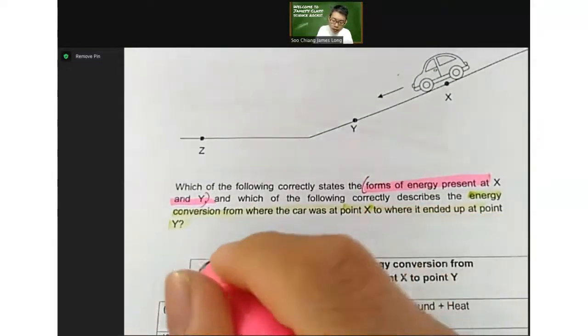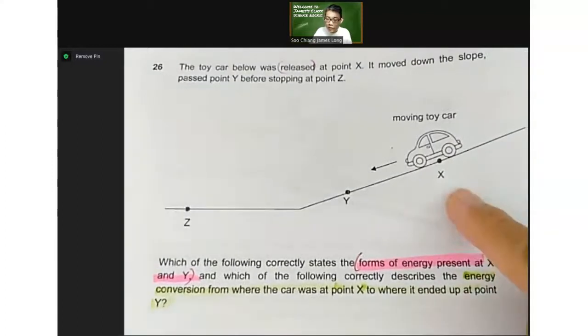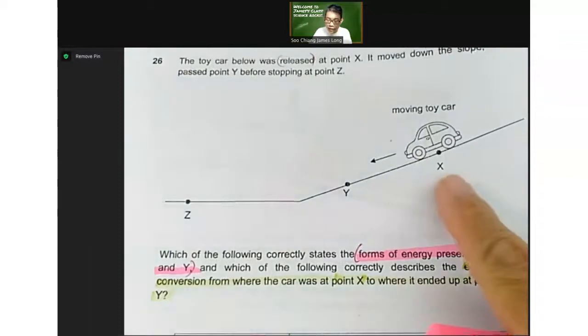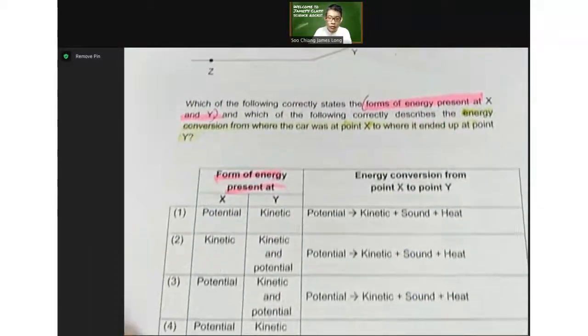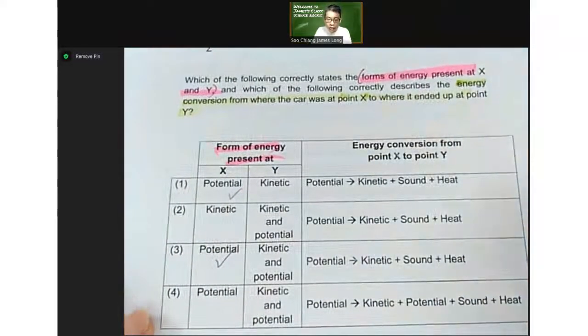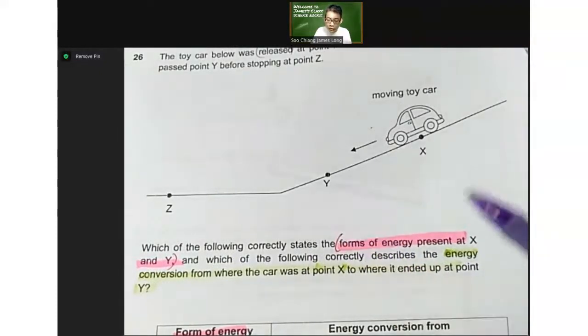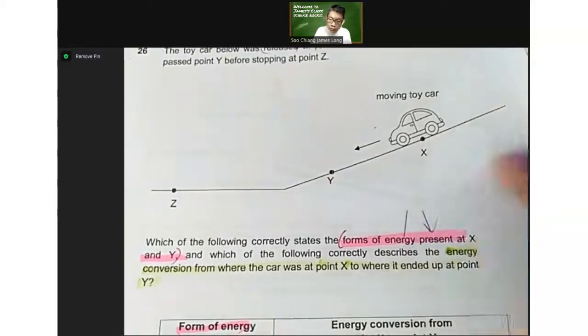So what's the form of energy at X? It's a car, there's no mention of spring or anything. And it was released, so it was here for a while before the person let go. So at X, it definitely has gravitational potential energy. So X definitely has these two. So at Y, it was moving down, right? So what forms of energy were present? Present, very important word.